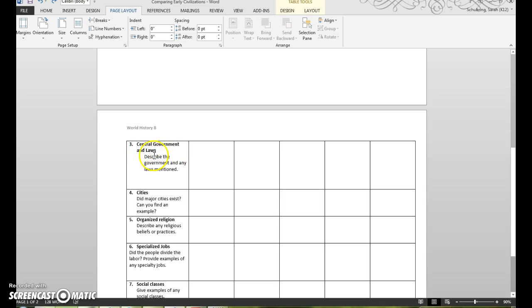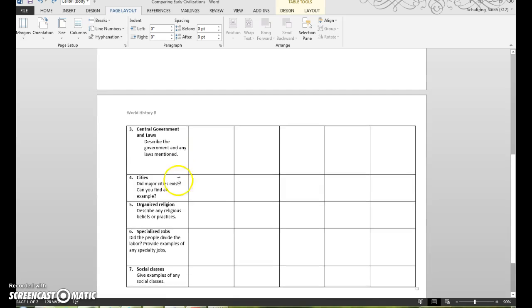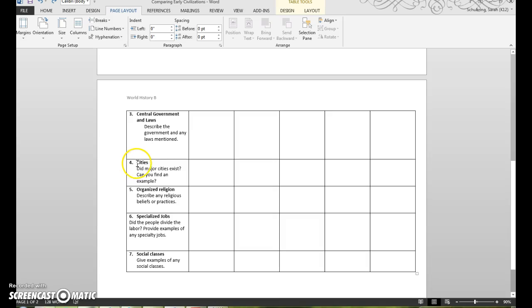Number 3 says central government and laws. Describe the government and any laws that are mentioned. So think about, did they have a central government? Were there any laws that are mentioned in our research? Number 4 says cities. Did major cities exist? Can you find an example?